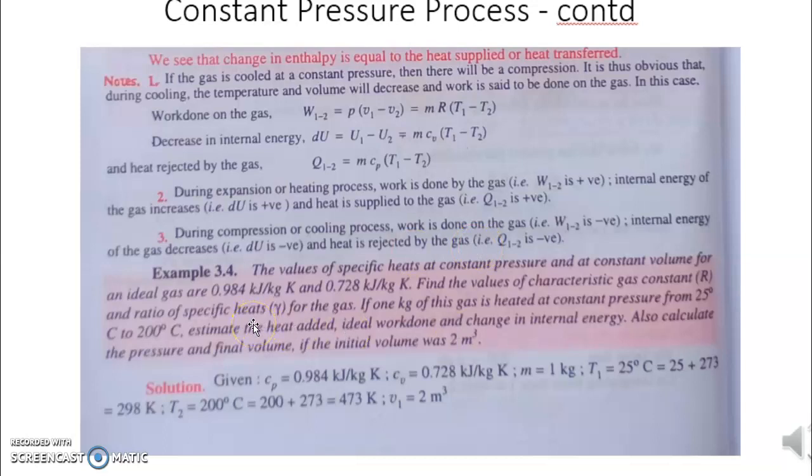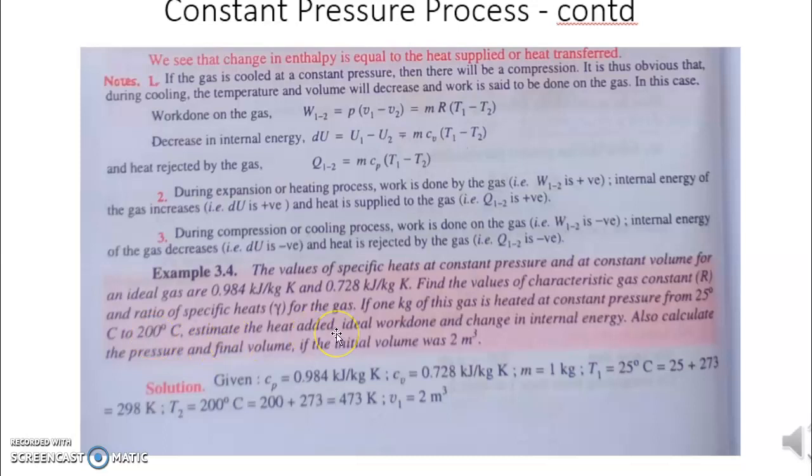Next, we are going to see one problem in constant pressure process. Values of specific heat at constant pressure and constant volume for an ideal gas are 0.984 kJ per kg Kelvin and 0.728 kJ per kg Kelvin. Find the values of characteristic gas constant R and ratio of specific heat gamma for the gas. 1 kg of this gas is heated at constant pressure from 25 degrees Celsius to 200 degrees Celsius.